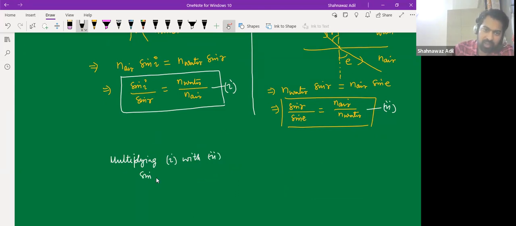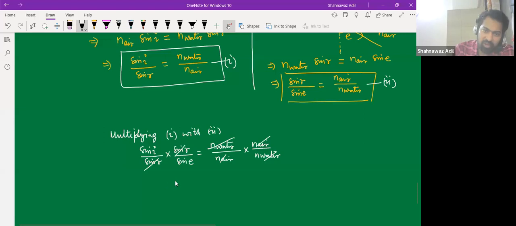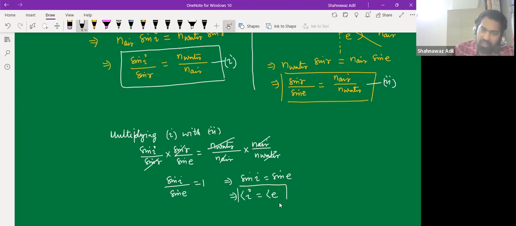So what will I get? I will get sine of i divided by sine of r into sine of r divided by sine of e. And this is equal to n water divided by n air into n air divided by n water. Right? So n water cancels, n air cancels, sine r cancels. So what do we have? We have sine of i divided by sine of e equal to 1, which means that sine of i equals sine of e, which says that angle of i equals angle of e. So the angle of incidence would be equal to the angle of emergence.